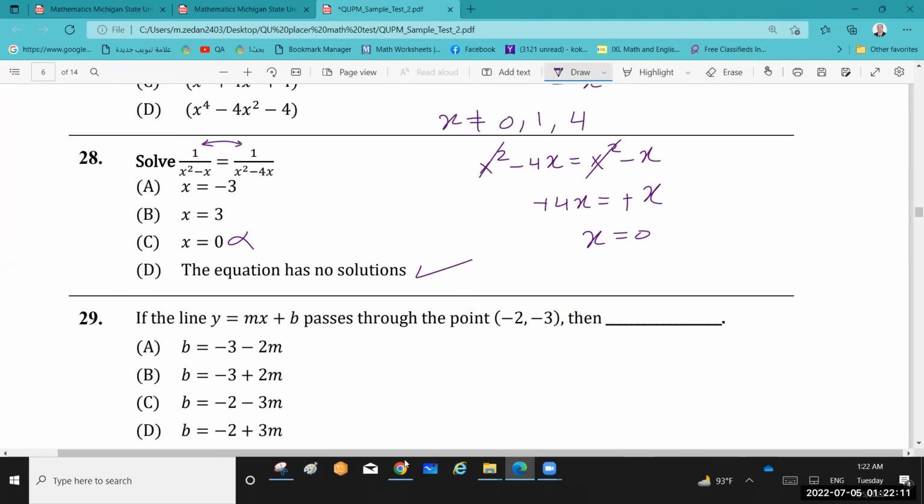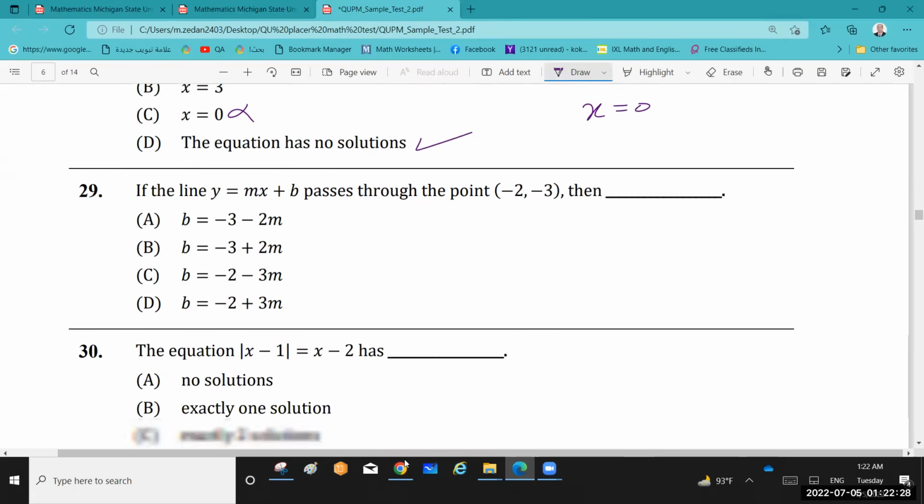The only solution I found is x equals 0, but originally x must not be 0. So here, this equation has no solution. No solution means there does not exist any real value for x that makes these two sides of the equation equal.